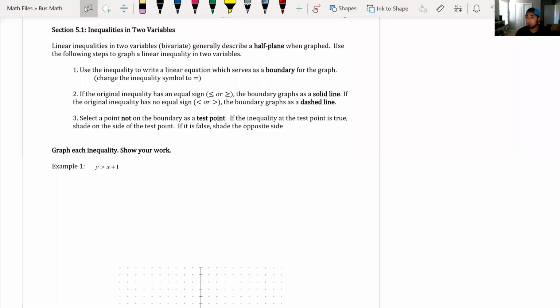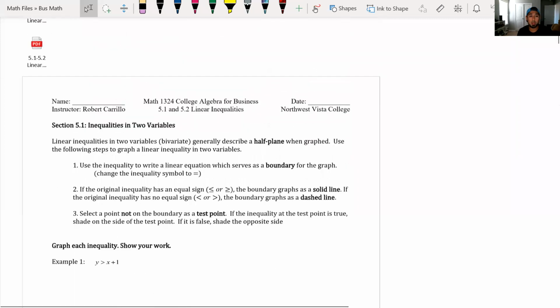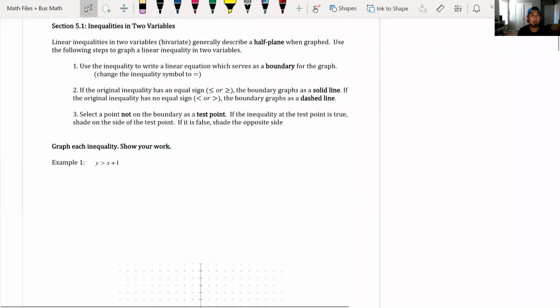All right, welcome. This is going to be section 5.1 and 5.2. We will be graphing linear inequalities and we will be shading. Yay, right? Get to use all the fun colors today. Okay, so linear inequalities in two variables generally describe a half plane when graphed.